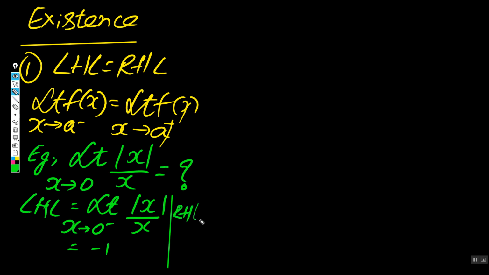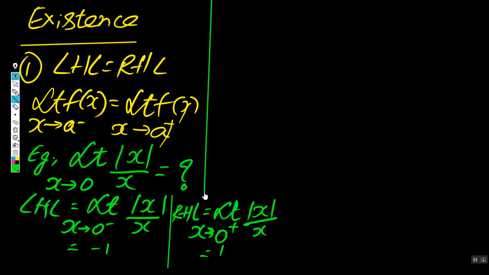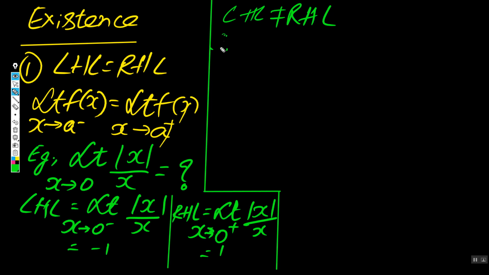You can also respond to what I am saying. Limit of mod x upon x as x tends to 0 plus. That is 0 plus means it is plus x, positive 0, that is x by x, 1. So here left-hand limit is not equal to right-hand limit. Therefore, you can say comfortably that the limit does not exist at x equal to 0. I have taken an example. Therefore, limit of mod x by x as x tends to 0 does not exist.